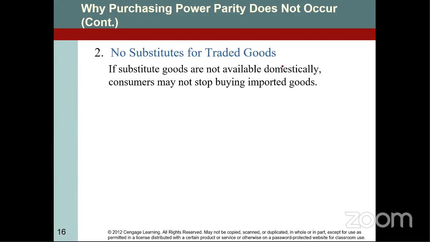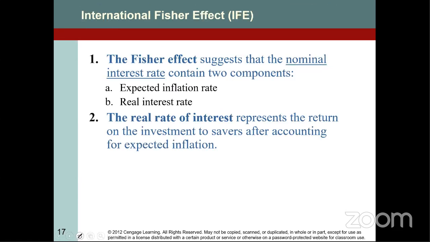The second problem is that you don't have any substitute for traded goods. So this is the problem now. You cannot stop importing something because your country cannot build or manufacture these products. You have to buy it from someone else. So that's why we have imported goods. That's why we have no substitute for imports.